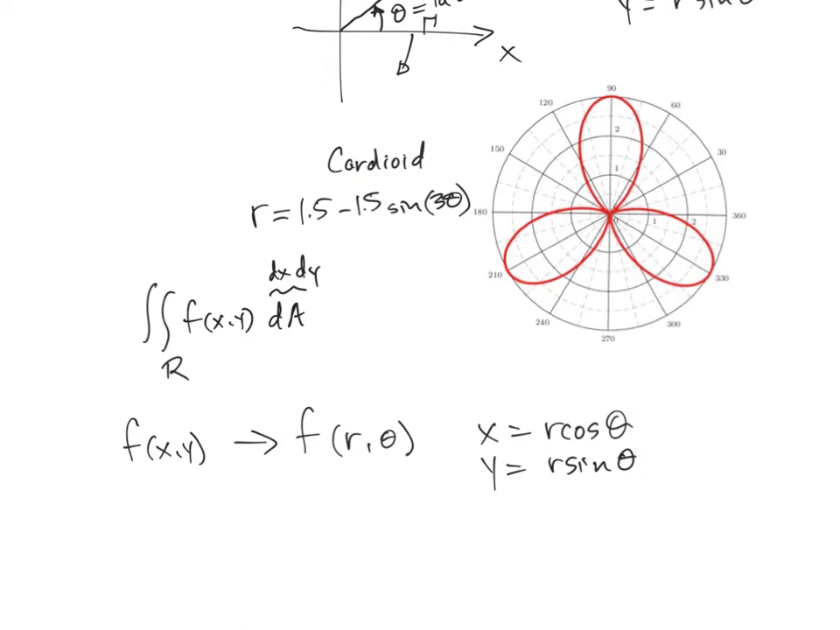The next thing we have to do is change the limits of integration, because we're no longer going to be integrating with respect to dx and dy. We're going to be integrating with respect to r and theta. So we don't need limits for x and y anymore. We need limits for r and theta. So we have to change the limits.